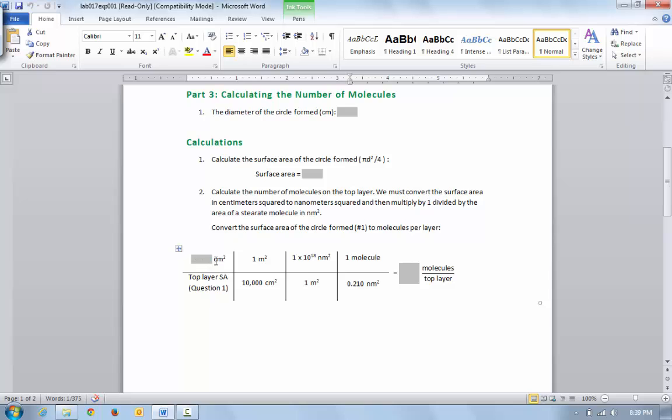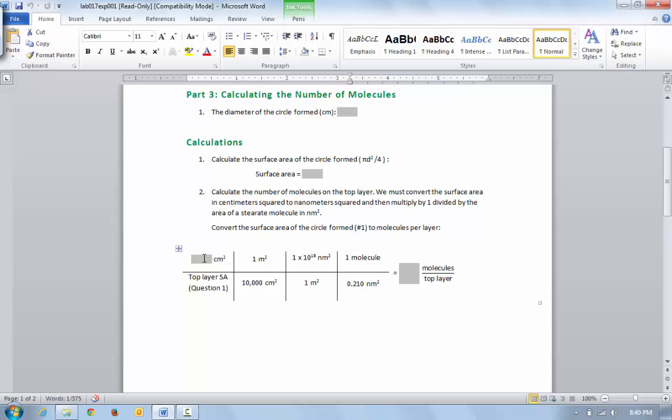Then whatever number you put there, you take times 1, then times 1 times 10 to the 18th, and times 1. Then on the bottom, you're going to take 10,000 times 1 times 0.210. So you're going to have a number on the top when you multiplied everything, and a number on the bottom when you had everything multiplied. Then you're going to take the top number divided by the bottom number, and that's the answer that goes in this blank spot.